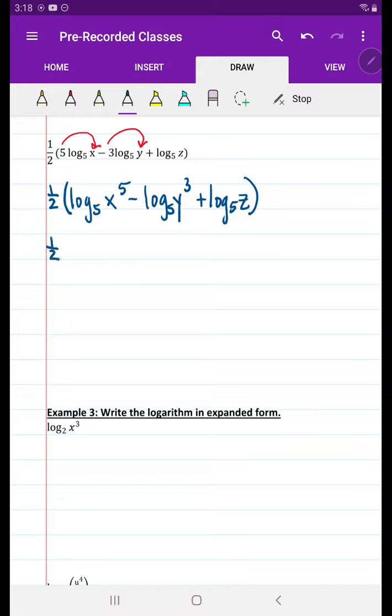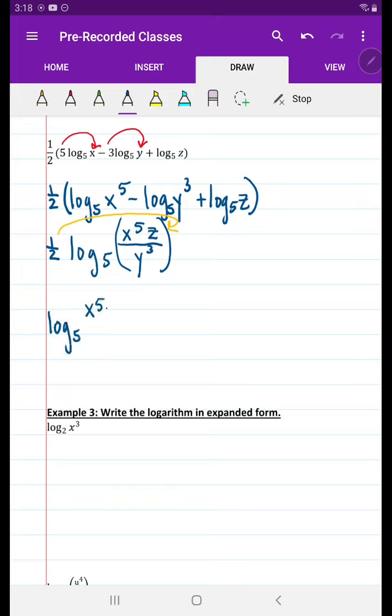So I'll still have the 1/2 on the outside, and it'll be log base 5. So I'll have x to the 5th up top, I'll have a y cubed down below, and then I'll have a z up top because that one is positive. So now, we can put all this in parentheses. So I've got this 1/2, and this 1/2 can turn into an exponent out here. And so if I do that step, I'm going to get log base 5 of x to the 5th z over y cubed, and this whole thing is raised to the power of 1/2.